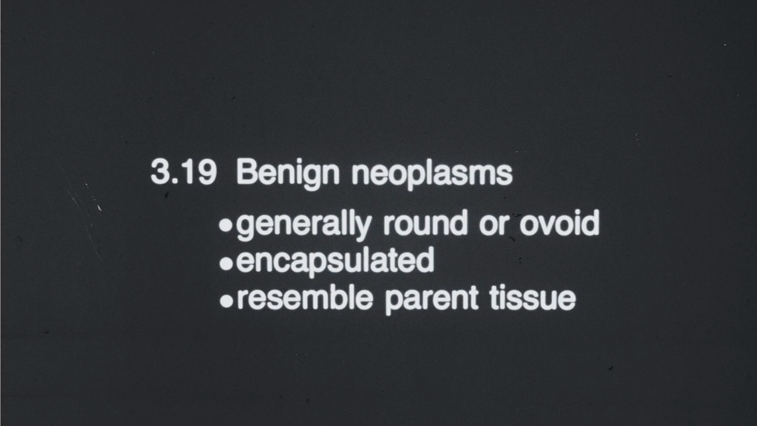The next portion of the lesson deals with general behavior and appearance of benign neoplasms. Benign neoplasms are generally rounded or ovoid. Usually a benign neoplasm has a capsule formed by compression of adjacent connective tissues. Under the microscope, the cells comprising a benign neoplasm resemble very closely those of the parent tissue. The effects of a benign neoplasm are produced chiefly by its location.